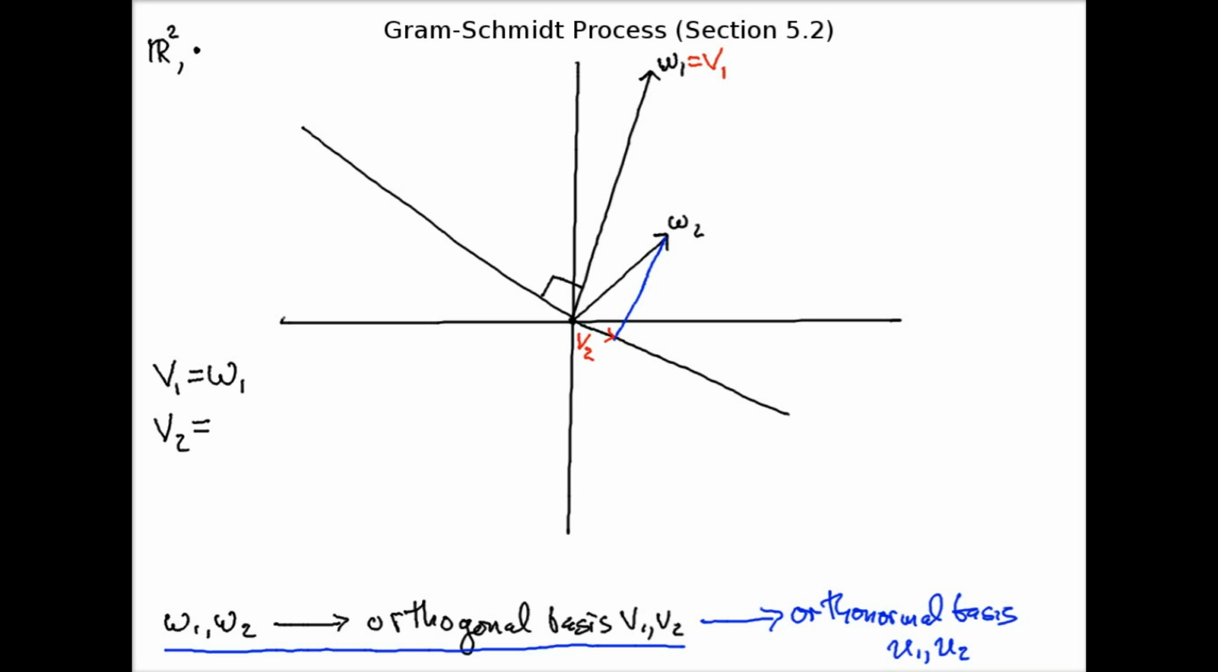So what is V2? V2 is equal to W2, and then you're subtracting this blue vector. And what is this vector? Well, it's in the direction of W1, in the opposite direction. So it's some scalar times W1. So we're going to take V2 to be W2 plus C W1. Right, that's this triangle here. V2 is W2 plus C W1. And we're going to choose C appropriately.